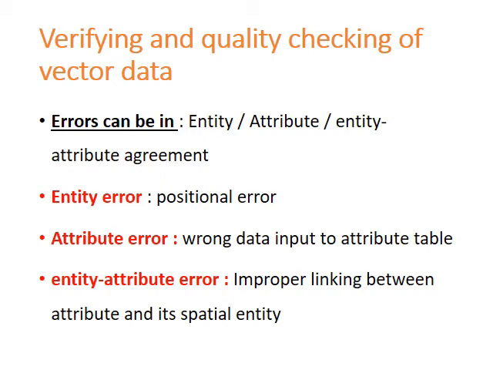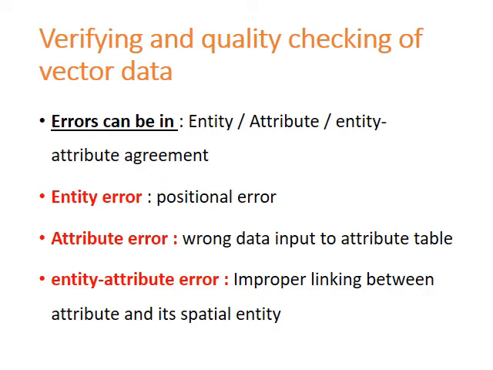And in the GIS, the errors can be in the form of an entity error, an attribute error, or an entity attribute agreement error. Entity error is basically missing entities, or a positional error, mismatch in the positions, incorrectly placed entities, and disordered entities. Whereas attribute error is wrong data that has been inputted into the attribute table, which will not match with the spatial information. And entity attribute error is improper linking between the attribute and its spatial entity.